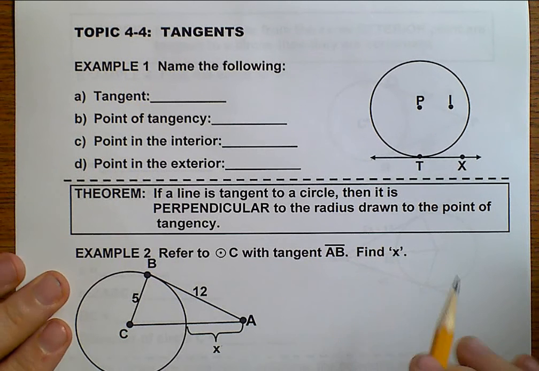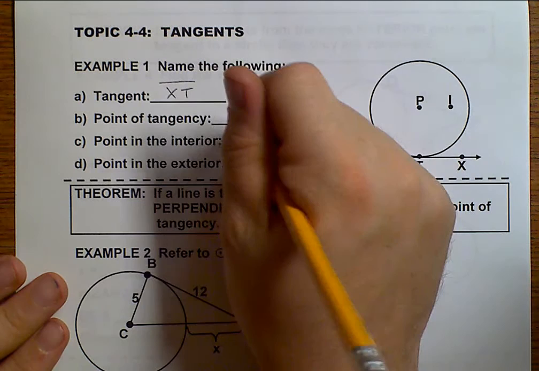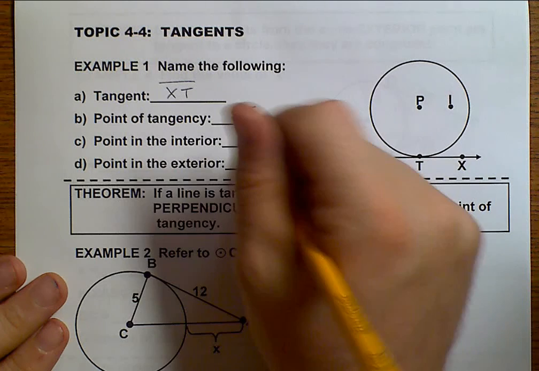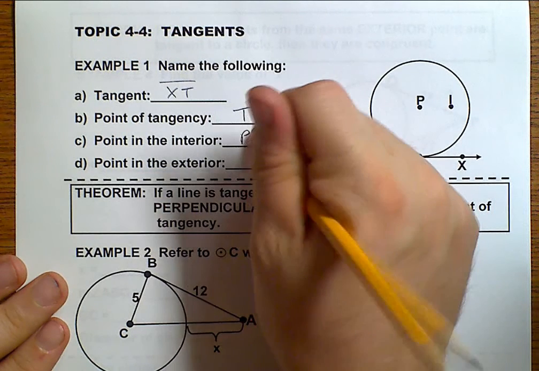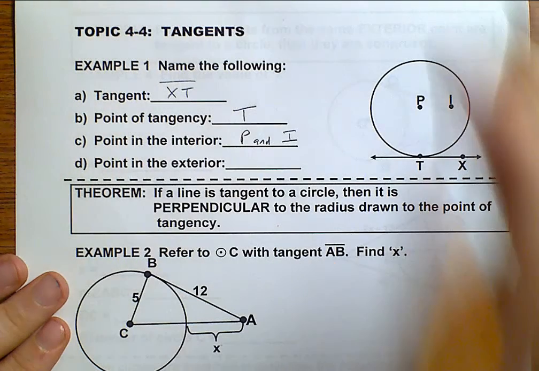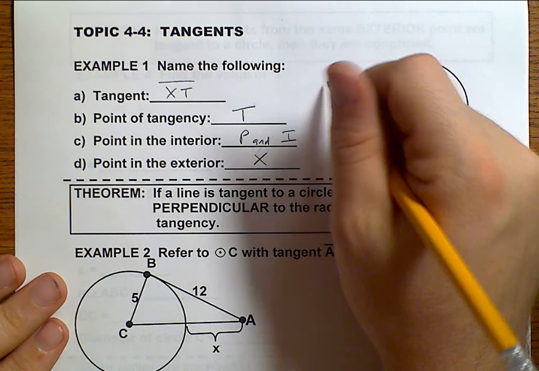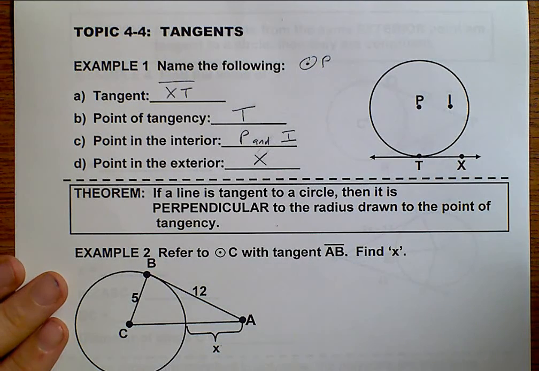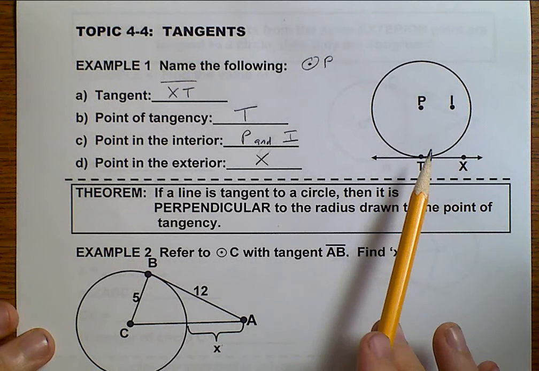So my tangent would be line XT. The point of tangency would be at point T. Now the points in our interior would be P and I. And a point in the exterior would be X. Now this, if you couldn't remember, is circle P, because P is the center. So, that's example 1, just a review of what a tangent is.